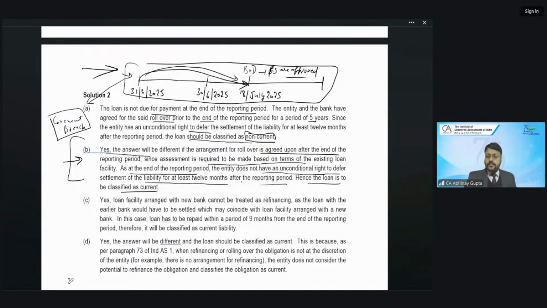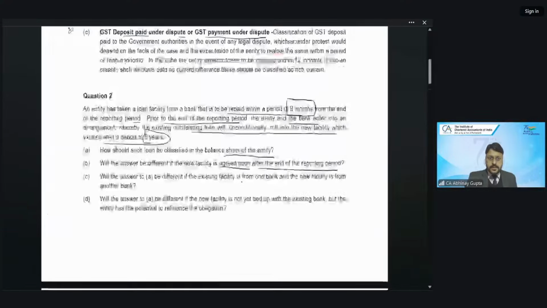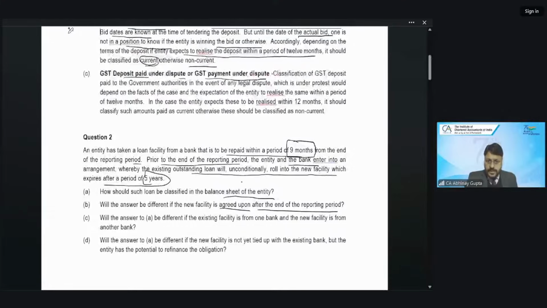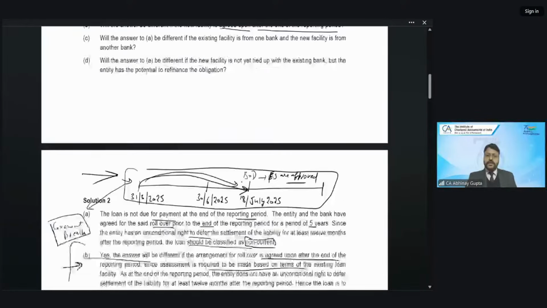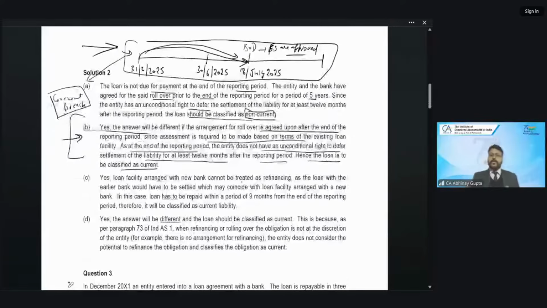What was the case in the third situation? Will the answer be different if the existing facilities are from one bank and the new facilities from another bank? Now, in this situation, what is happening? Altogether, the bank is changing, right? My existing banker is not doing the rollover. What I am doing is settling with this banker and getting the new loan from the new banker, right? So in this case, what will happen?